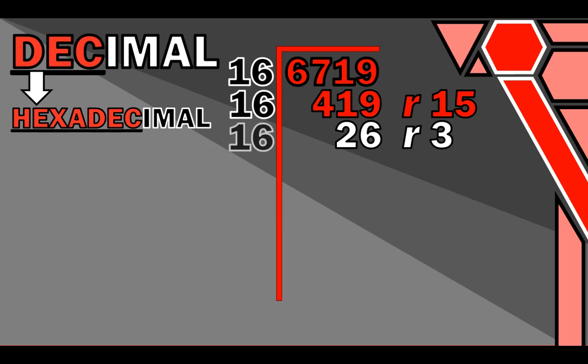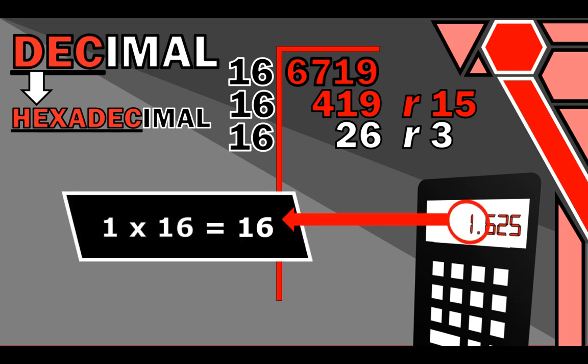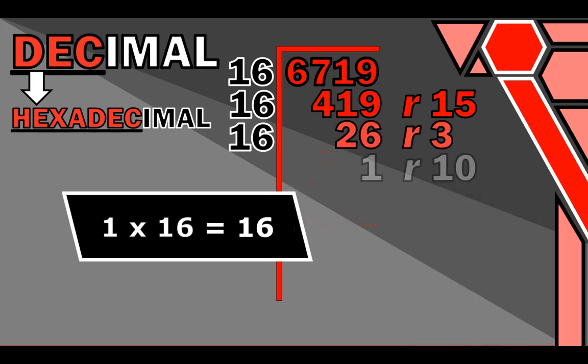We then take the 26 and divide it by 16. We get an answer of 1 point something. Again, we don't care about the decimal number in this case. But this one's quite easy because 1 times 16 is 16. And the difference between 26 and 16 is 10. So we are left with 1 remainder 10.